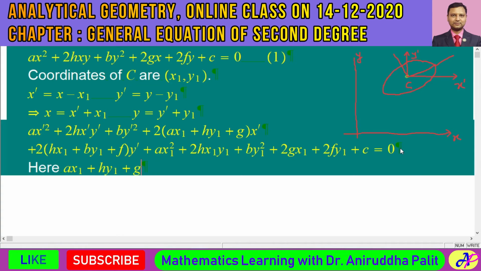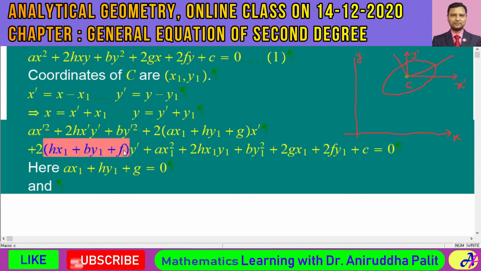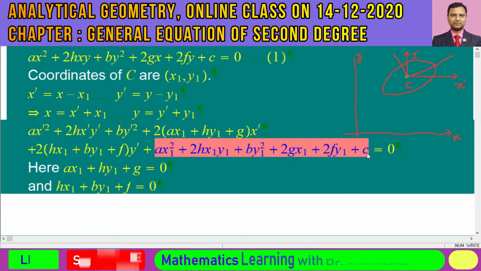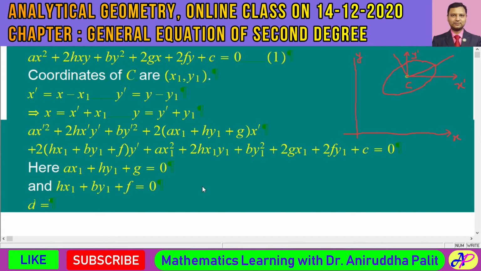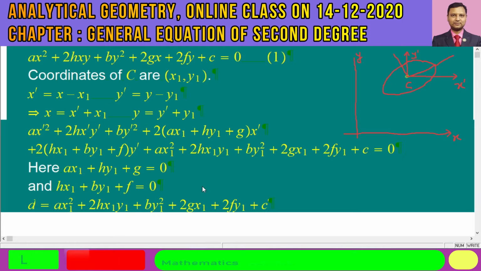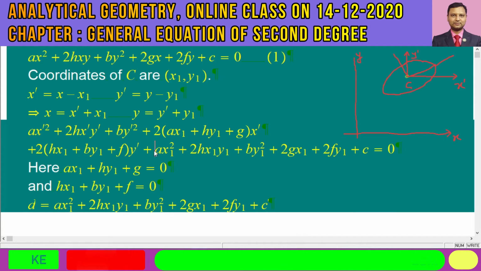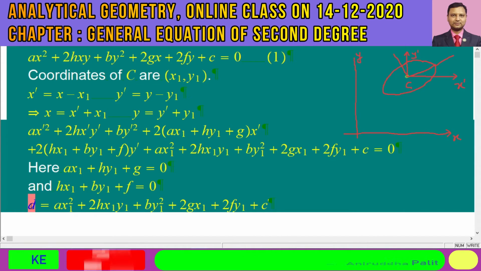We can say that this expression is equal to 0, and this expression is equal to 0. And I have shown that this last term, let us represent it by d. d is equal to this last constant term. Initially this constant was represented by c, and finally after transformation we represent this constant by the notation small d.